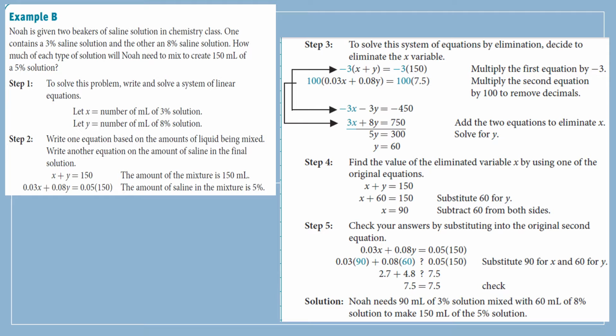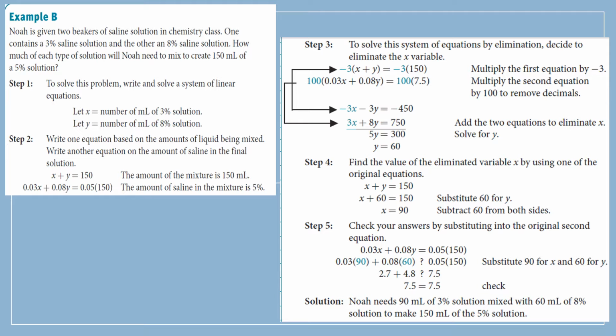So let's look at another example here. Most likely the trickiest part when you're given a scenario is to come up with the equations. The elimination part probably won't be as hard. So in this one, Noah is given 2 beakers of saline solution in chemistry class. One contains a 3% saline solution and the other an 8% saline solution. So one is stronger than the other. How much of each type of solution will Noah need to mix to create 150 milliliters of a 5% solution?